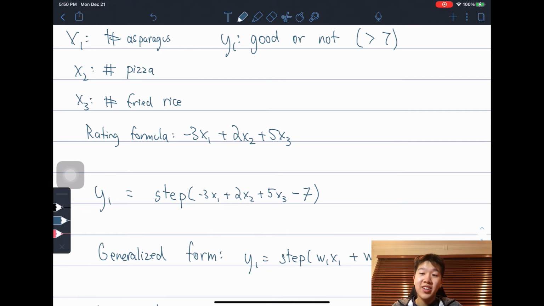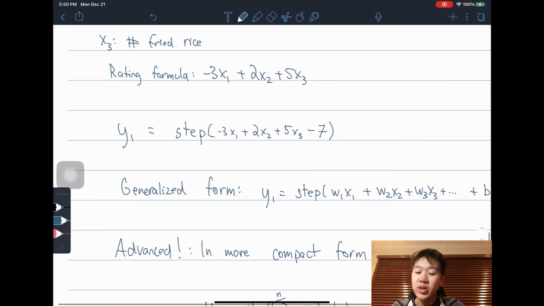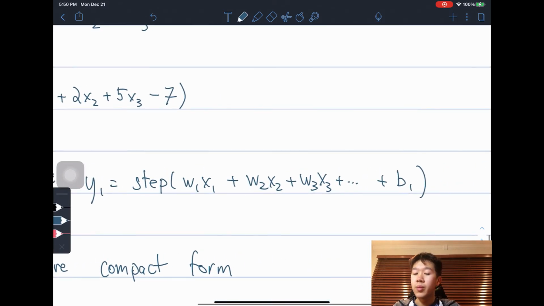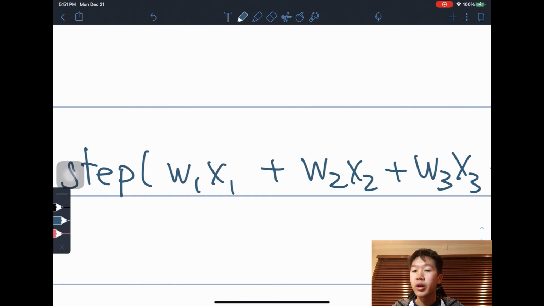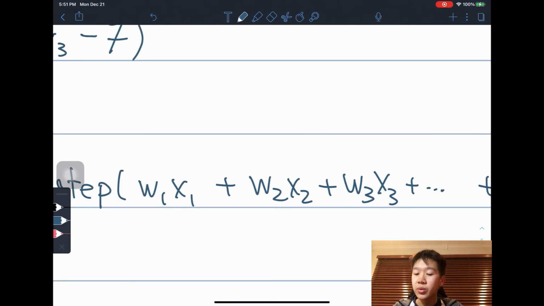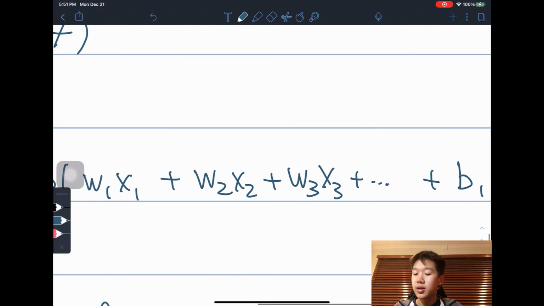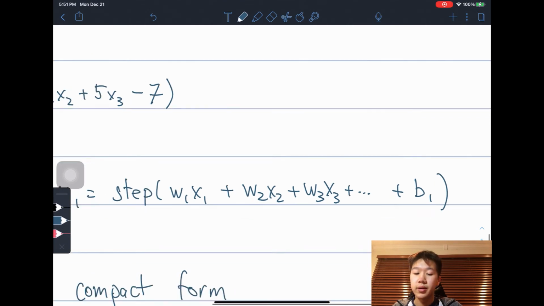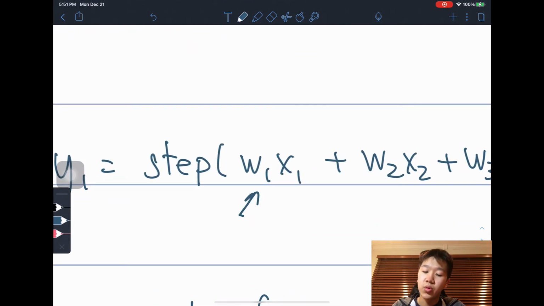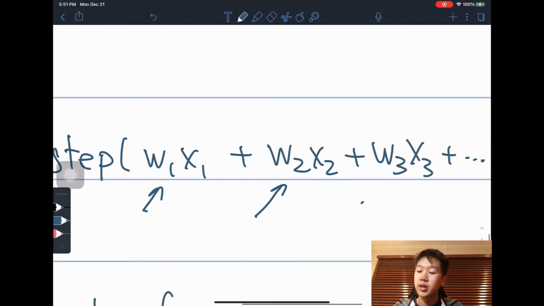So we have now looked at an example with multiple inputs, and we can now deduce the generalized form of it. The generalized form is y1 is equal to step of w1 x1 plus w2 x2 plus w3 x3 plus w4 x4 and so on, and then you add the bias, b1. So this is a weight, this is also a weight, this is also a weight, and then this is an input, this is an input, and this is also an input.